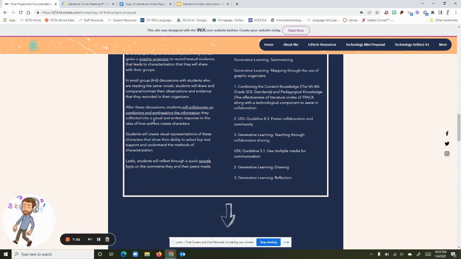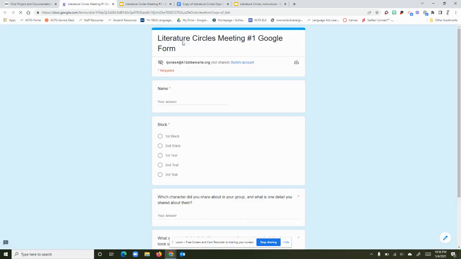Once the meeting was concluded, they had two more tasks. One was an individual work where they were creating products that showed visually what they learned about the character and also supported that with text evidence. And then lastly, a Google Form reflection so that they could show me what was shared.